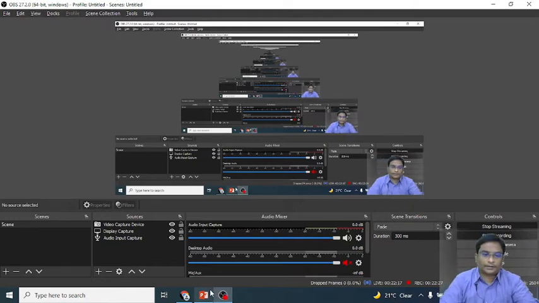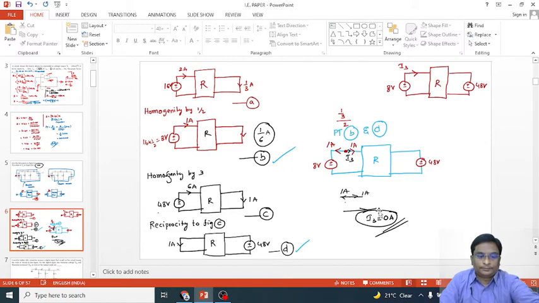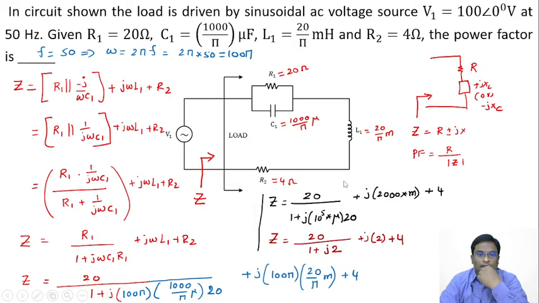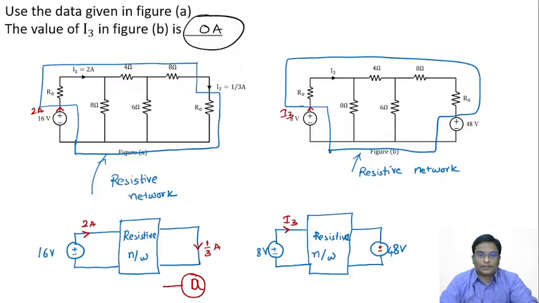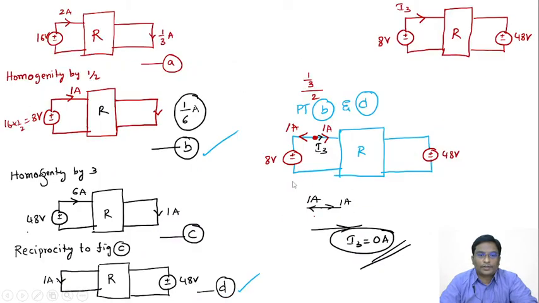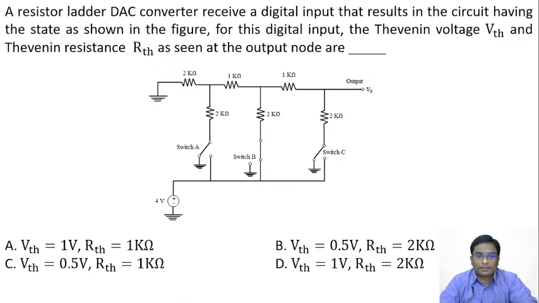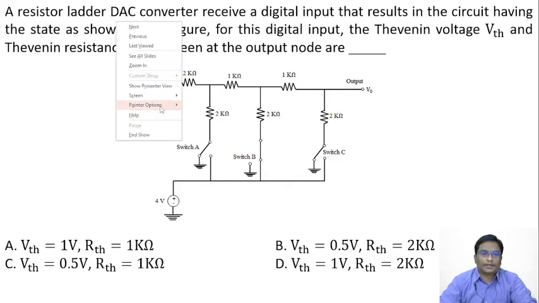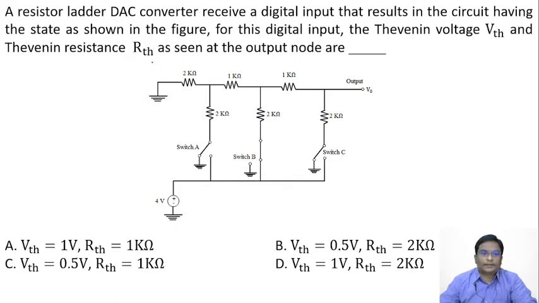Okay. Complete the first question. Second question is on the reciprocity principle. If you know reciprocity, this is easy, or else it becomes complicated. Here they have given a circuit diagram like this: a resistive ladder, a digital to analog converter. This is a digital input that results in the circuit having the state shown in the figure. You don't bother about this D to A converter. For this digital input, they ask you the Thevenin voltage and Thevenin resistance.